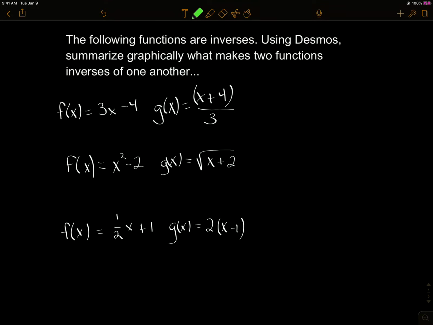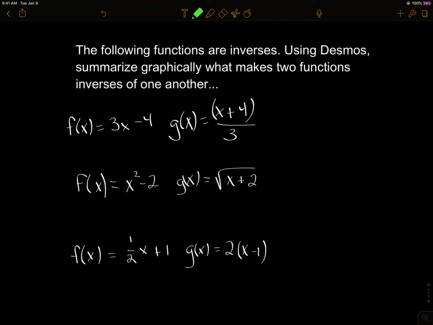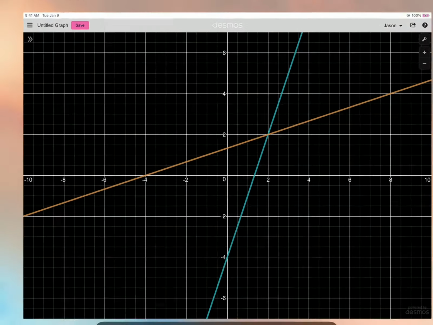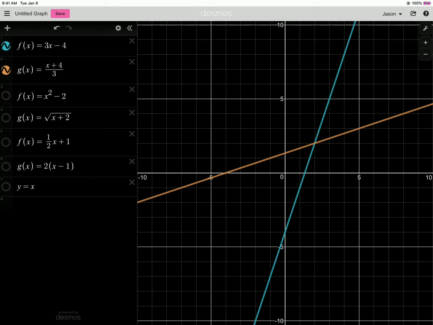Let's look at these. These are actually inverses of each other. We want to see what it means graphically when two functions are inverses of each other. So we're going to look at this set first. I already have it typed into Desmos. You guys can pause the video here and type in those first two functions that you see. I have them all ready to go, but these are the first two. So you want to just type in those, pause the video.